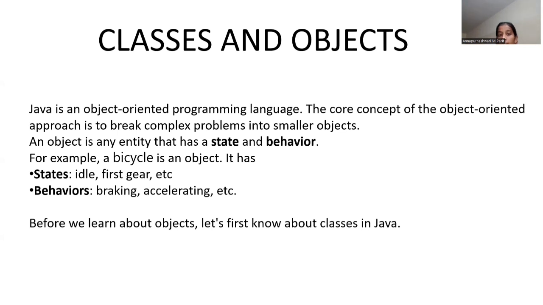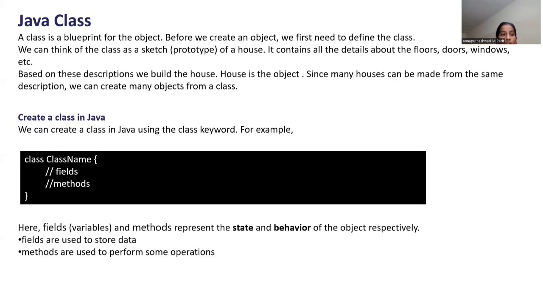Before we learn about objects in Java, let us know what classes in Java are. So, a class is a blueprint of an object. Before we create an object, first we need to define the class. We can think of a class as a sketch of a house. It contains all the details of a house like floors, doors, etc. Based on this description, we can build the house. The house is an object. Since many houses can be made from the same description, we can create many objects from a class.